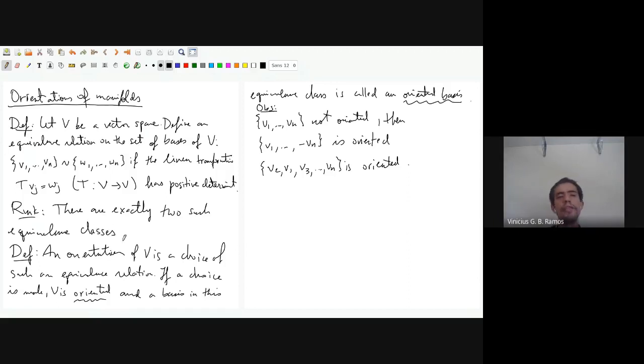Because if you take two bases and look at the change of variables, this linear transformation has either positive determinant or negative determinant. The composition of two linear transformations with negative determinant has positive determinant, because the determinant of the composition is the product of the determinants. If you've never seen this before, it's worth doing as an exercise, but if you have, it's probably straightforward.